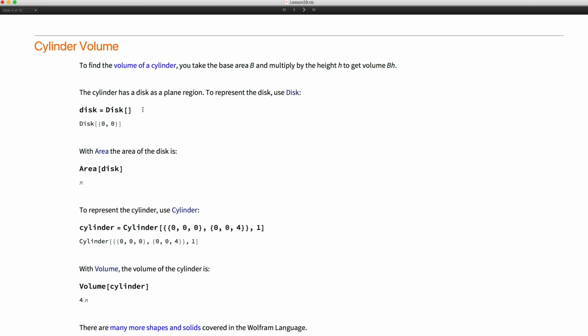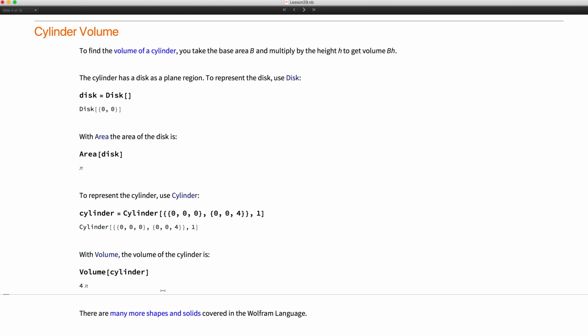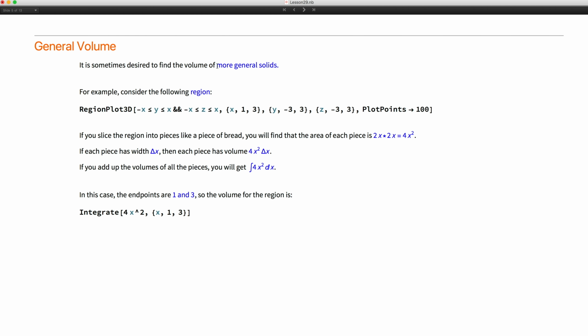So for example, here's a disk. You can work out its area, and that's a cylinder with that disk as a base and height 4, and its volume is 4 pi. So basically the volume of a cylinder is the area of the base times the height, which is 4 in this case. Now, of course, there are many more shapes and solids in the Wolfram Language, and you can work out their volumes directly, but what you might want to do is to work out the volumes of even more general solids.